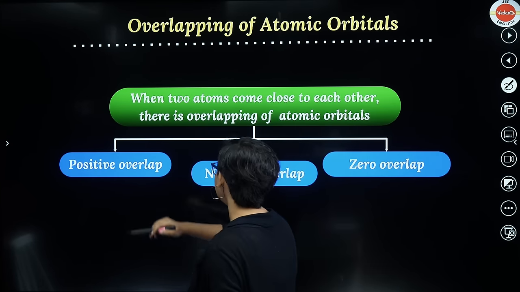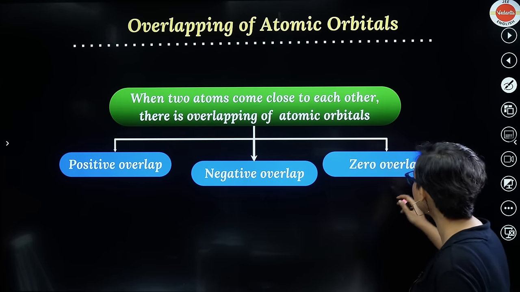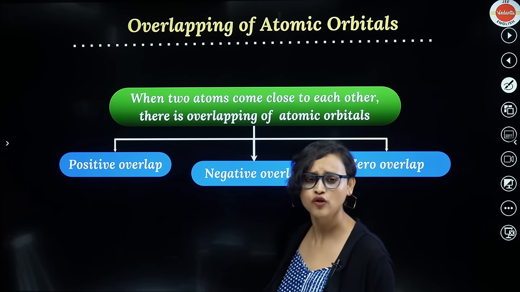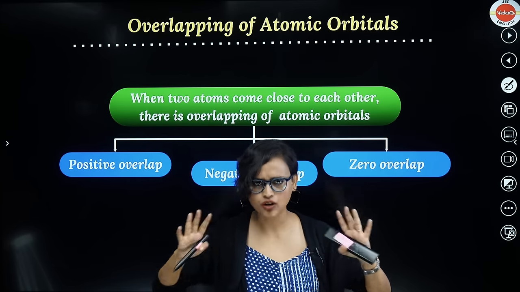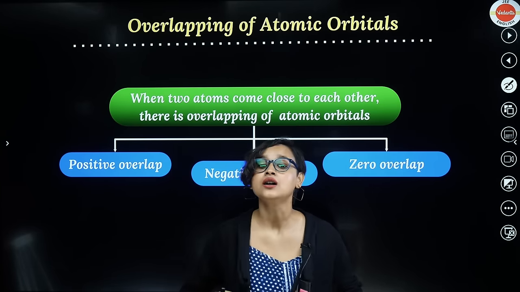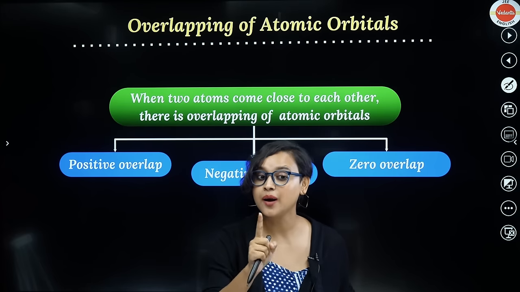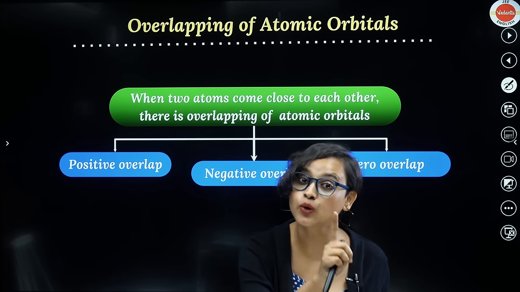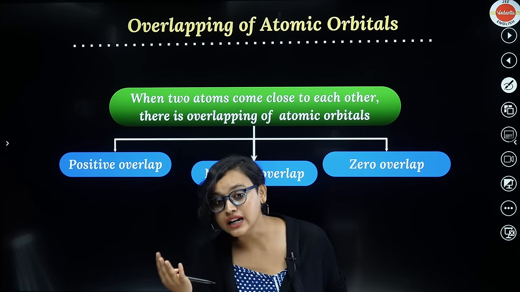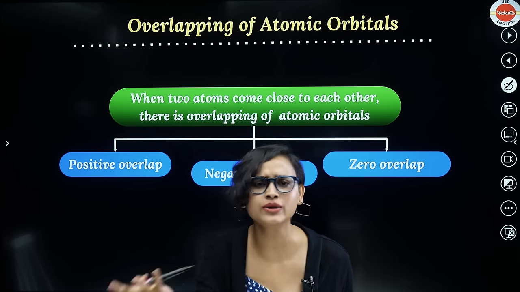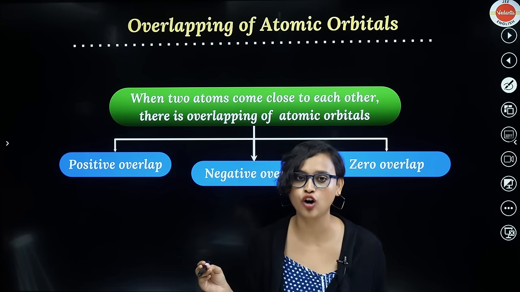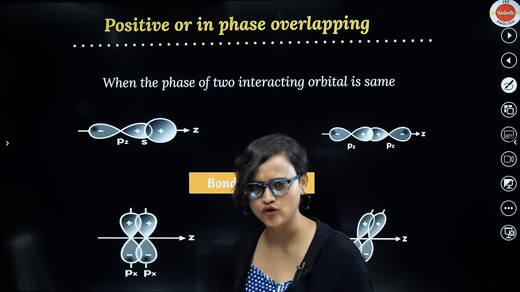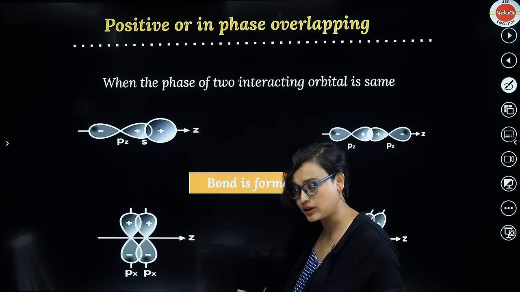There is positive overlapping, there is negative overlapping, and there is zero overlapping. When two atoms come close to each other, there is an overlapping of atomic orbitals, right? But the atomic orbital overlapping can be of three types. It can be positive overlap, negative overlap, or zero. Zero means no overlap, obviously. No overlapping has happened at all, okay? So what is positive overlap? What is negative overlap? Let's understand.